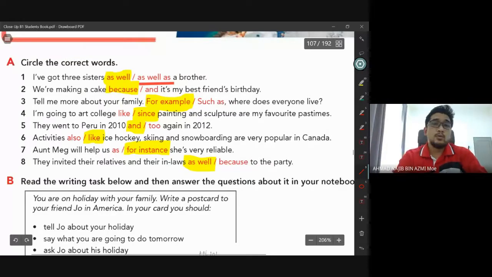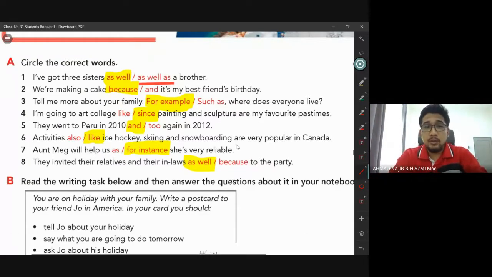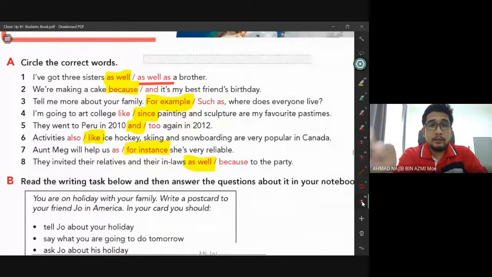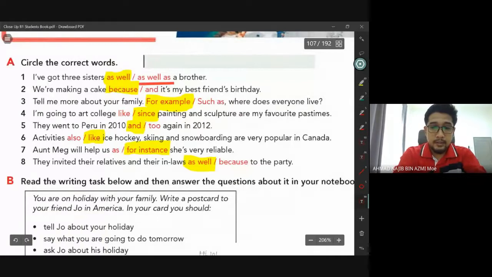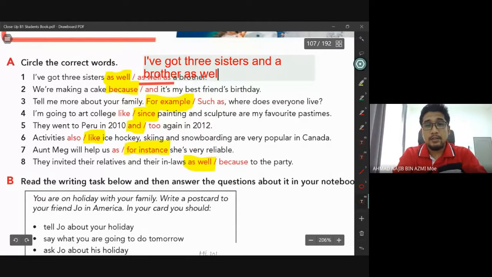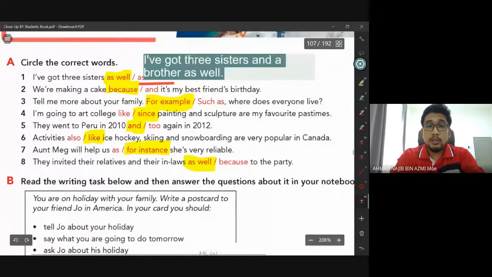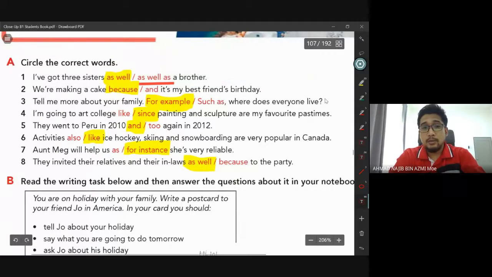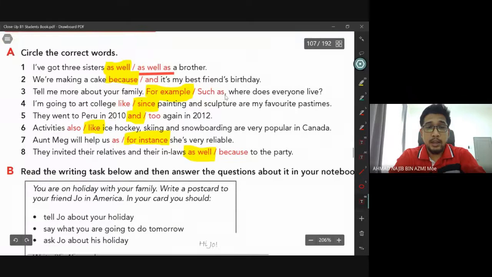How do we use as well? If we want to write the same sentence, we have to use it like this. I've got 3 sisters and a brother as well. So when it is at the end we use as well, and when it is in the middle we use as well as. The meaning is the same, only the place we put it is different. What differentiates it is whether we put as or not.